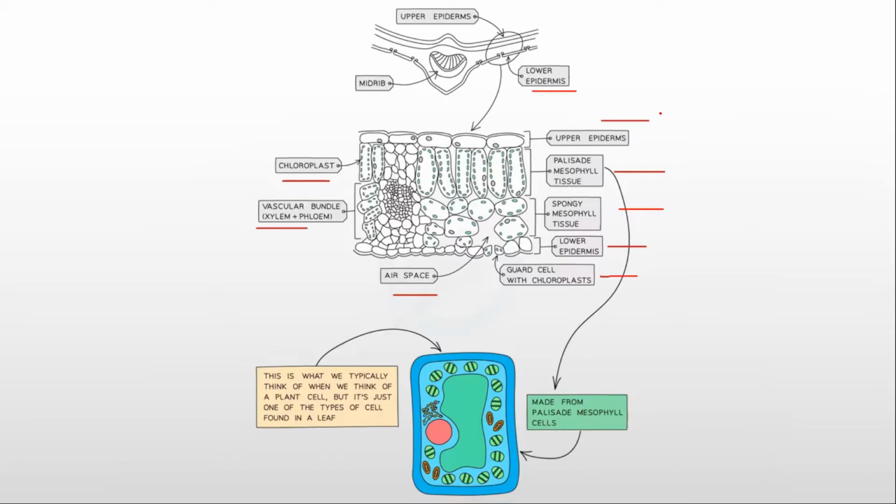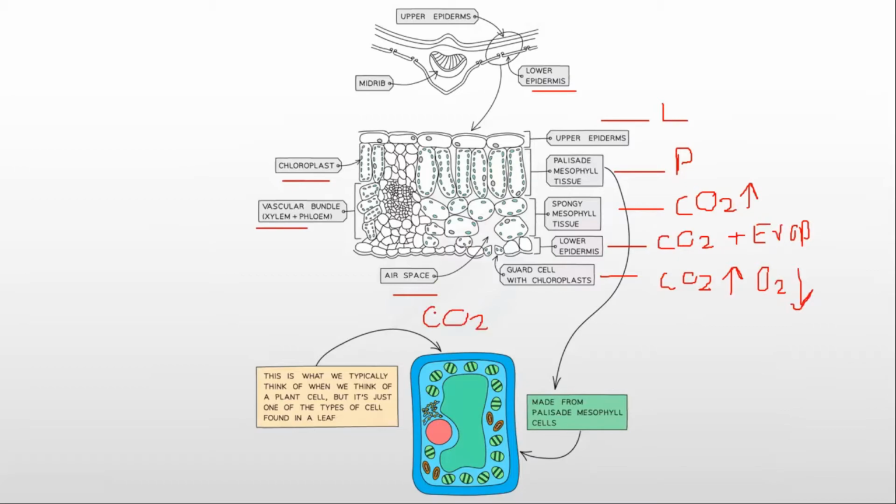know the function: epidermis, light energy, palisade mesophyll tissue, photosynthesis, spongy mesophyll tissue, providing large surface area for the more absorption of CO2, lower epidermis also responsible for gas exchange and evaporation. Then we have guard cells for gas exchange, CO2 inside, oxygen outside. These air spaces provide a concentration gradient for exchange of gases.